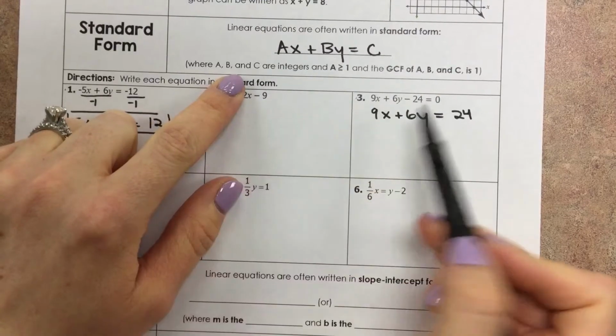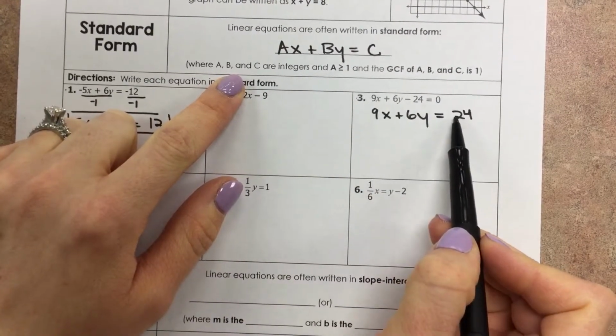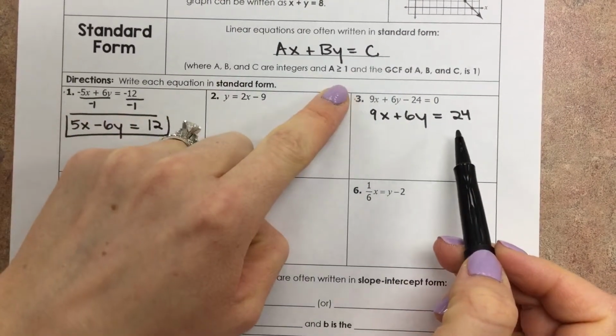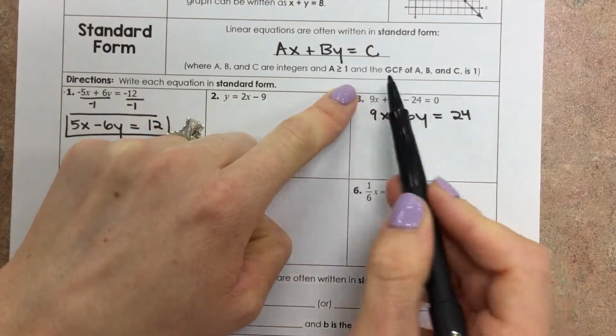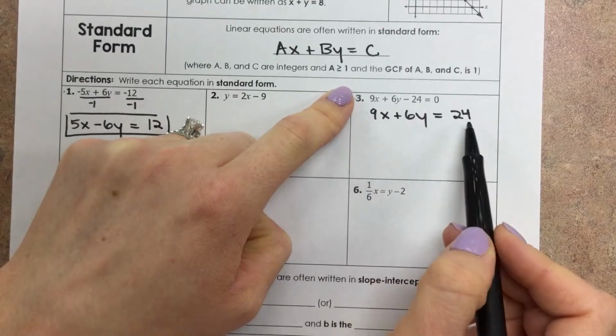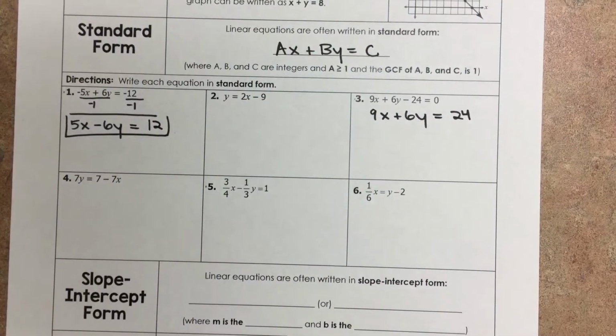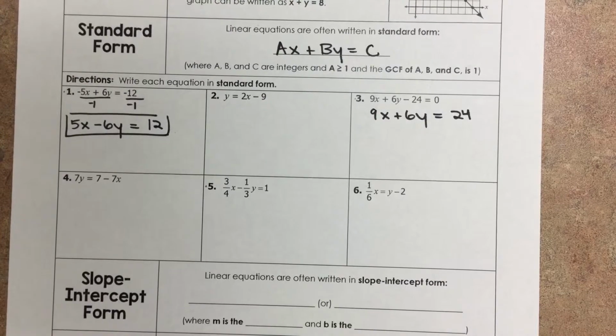A, B, and C are supposed to be integers. They are. We've got 9, 6, 24. No fractions, no decimals. The first term is supposed to be positive. That's a +9, so we're good there. In our last rule, the GCF is 1. So 9, 6, and 24 aren't supposed to have anything in common, but here they do. They are all multiples of 3.